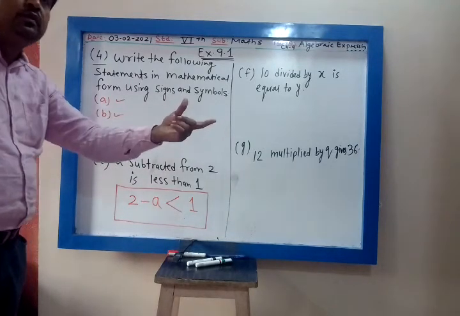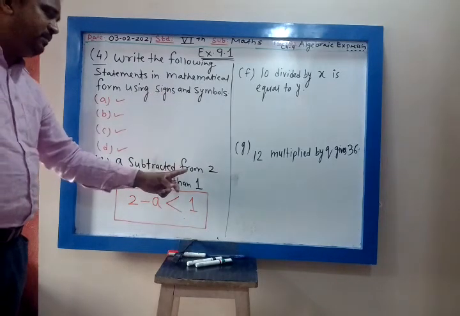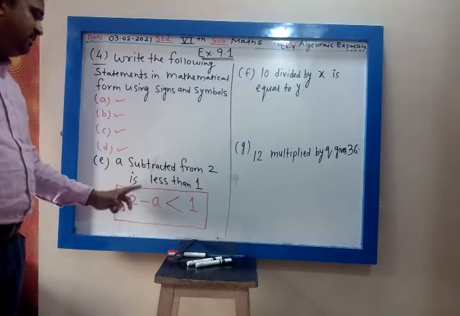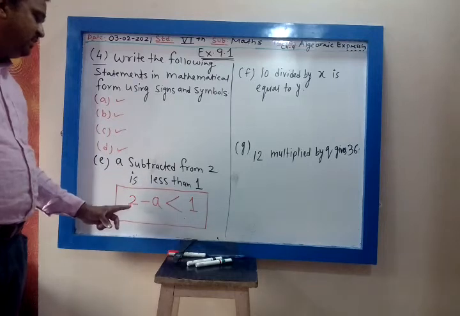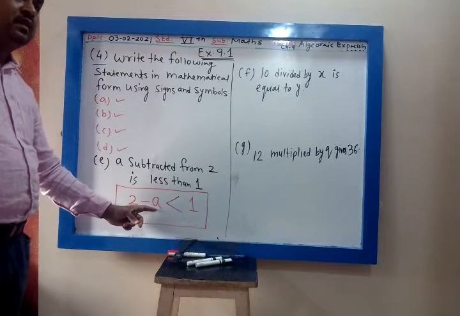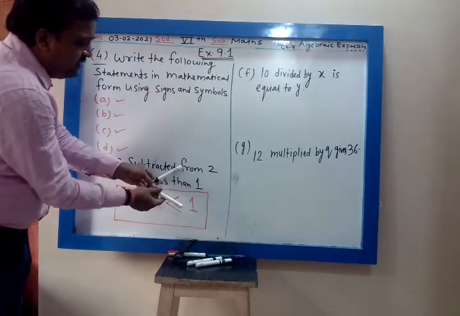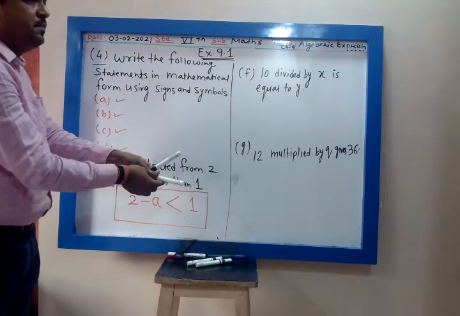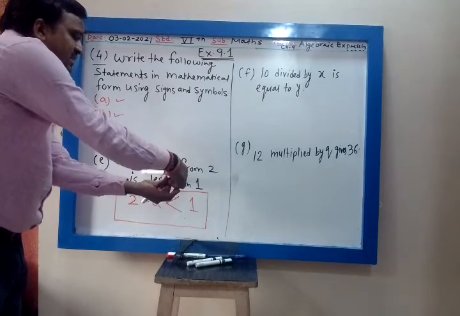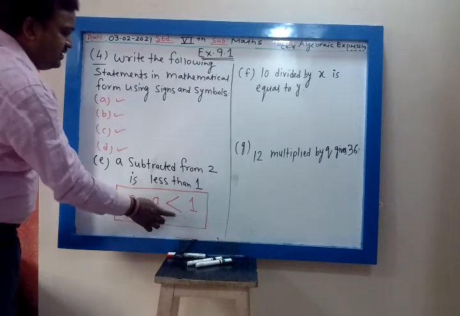From 2, which number we have to subtract? A. So whichever number is after from, that we write first. 2. Subtracted means minus A. So A subtracted from 2 means it is 2 minus A. And what is 2 minus A? It is less than 1. Less than means inequality will be on one side. If 2 minus A greater than 1, then inequality will be on 2 minus A side. So 2 minus A less than 1. This is the symbol less than 1.